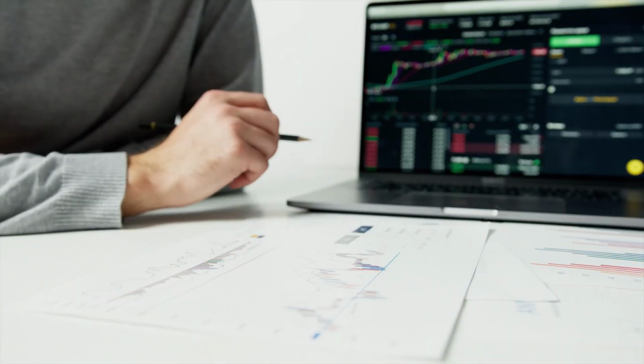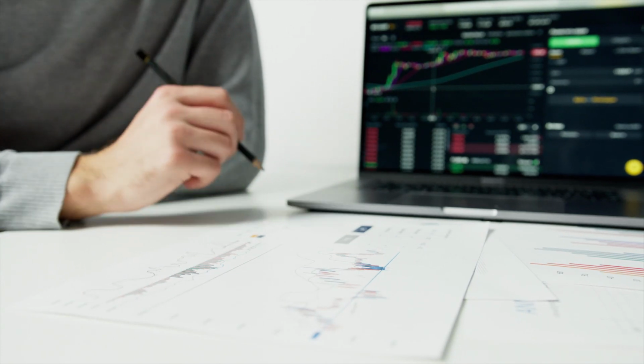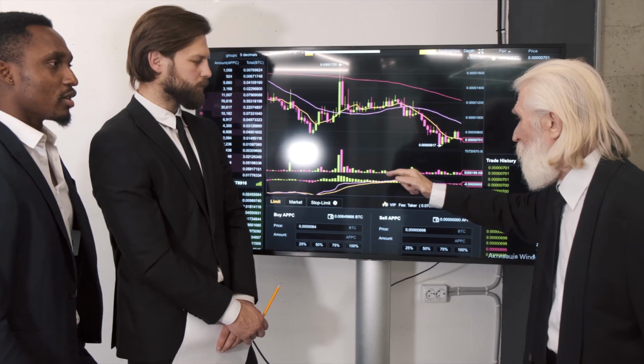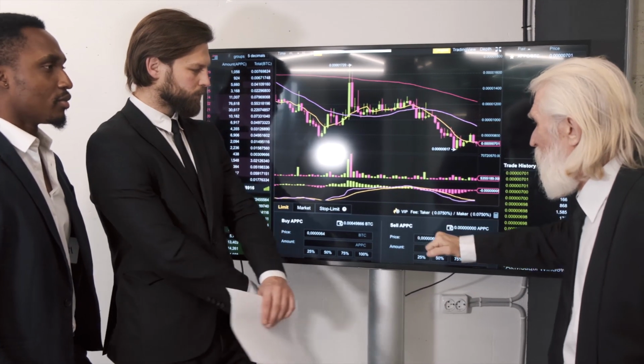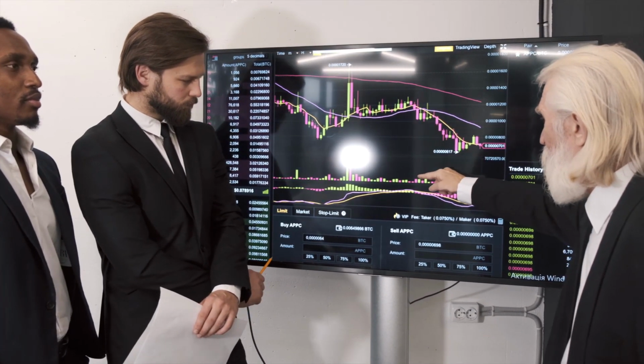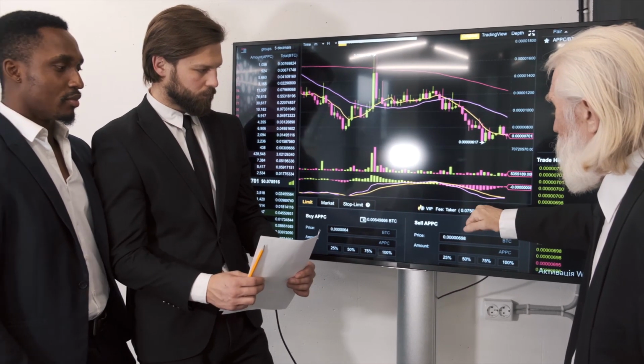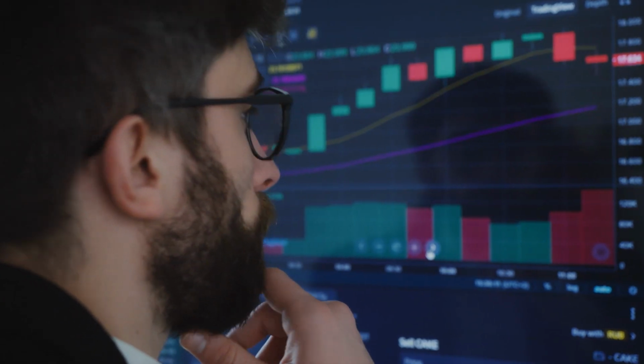Investing in bonds offers stability, regular income, and diversification to your portfolio. Bonds are safer than stocks, provide predictable interest payments, and help reduce overall risk. Consider including bonds in your investment strategy for a balanced approach to wealth building.